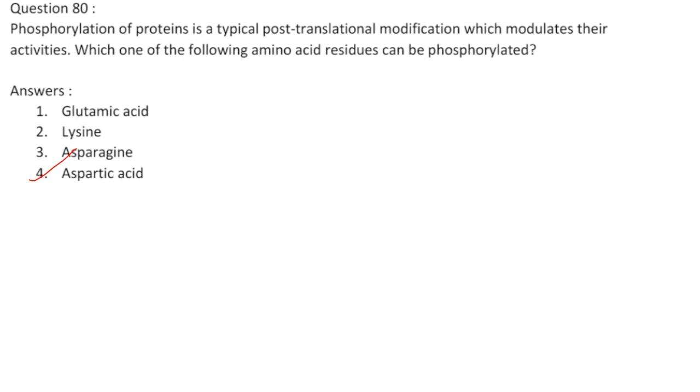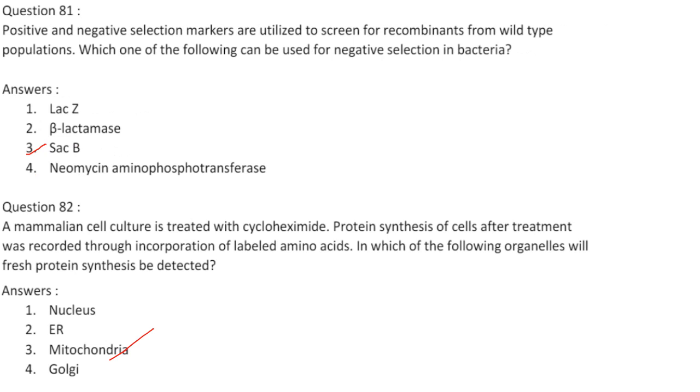Then next one, phosphorylation of proteins is a typical post-translational modification which modulates their activities. Which of the following amino acid residues can be phosphorylated? It is aspartic acid. Answer is option 4.